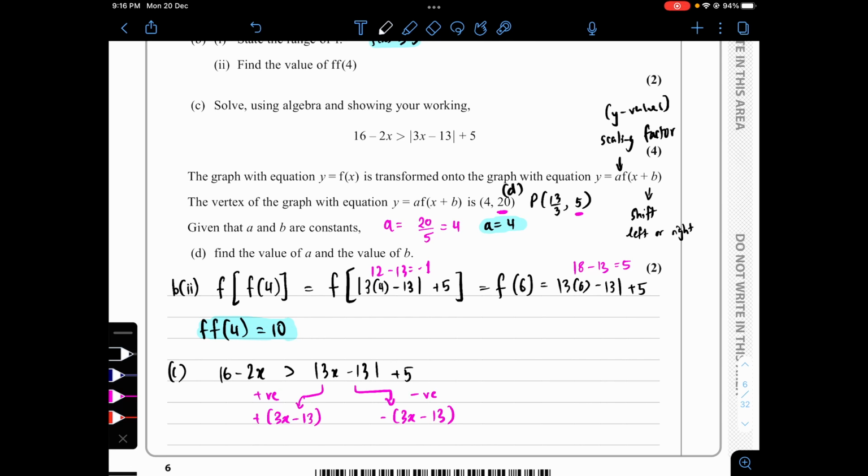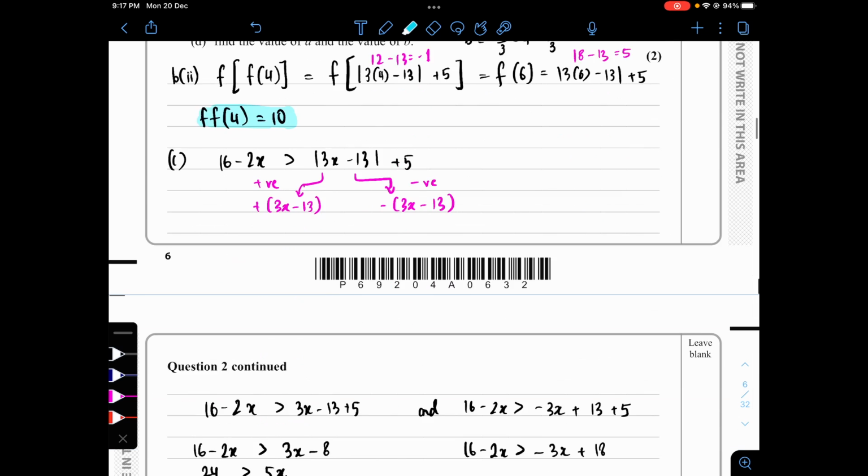And for b, let's look at b. There's a shift, right? So all we have to do is take 13 over 3 and take away 4. That'll be the original shift. So 13 over 3, take away 4, that's 13 minus 12 over 3, which is 1 over 3. So our final answer is a equals 4 and b equals a third.